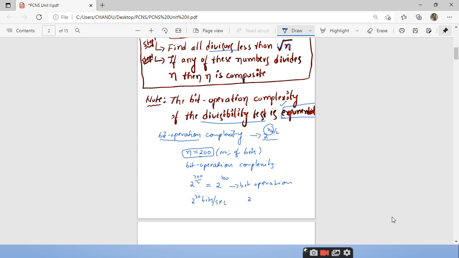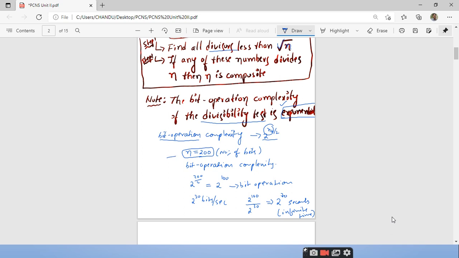Even then, to operate these 2 power 100 bits, we require 2 power 100 by 2 power 30, that is equal to 2 power 70 bit operations. So 2 power 70 seconds is not a simple issue. We can say that it is an infinite time, right? It takes a lot of time to compute these things, right?